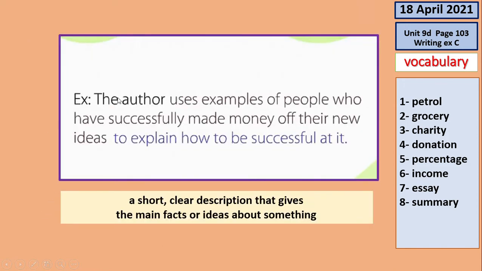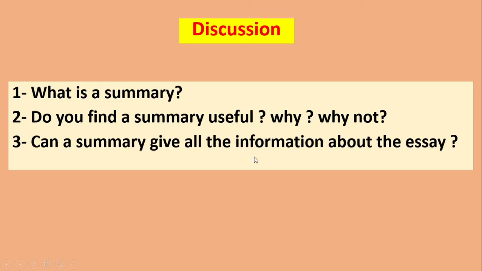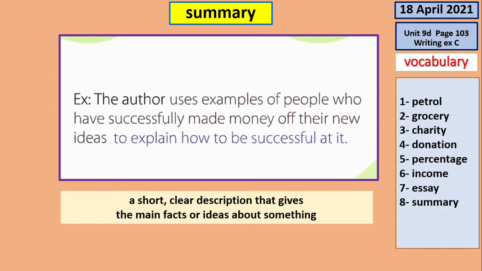Have a look at this one. Excellent, we call this one summary. Summary: a short, clear description that gives the main facts or ideas about something. You are going to summarize the text today. That was everything about our vocabulary. Again, I want you to make sure to write them in your notebook, try to use them in sentences, and try to write their meaning in Arabic, just to make it clear to you.